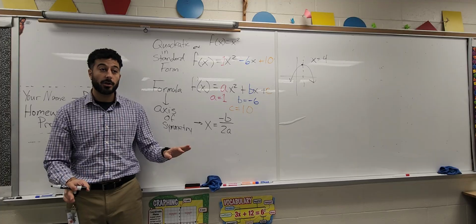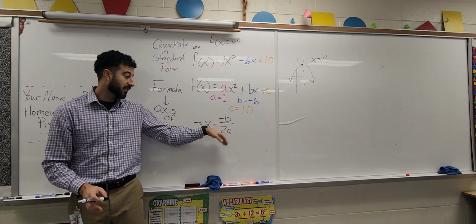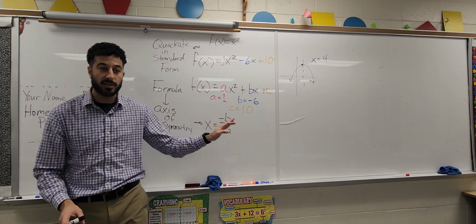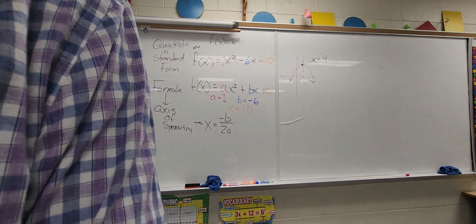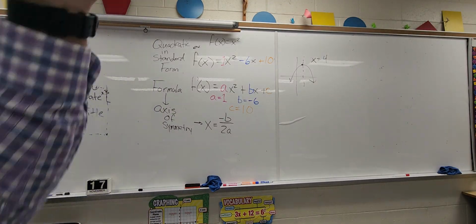I want you guys to practice it on your own because this is just a very simple formula. You plug in the b, you plug in the a, you find the value. I'm going to pause for a second. Find me the axis of symmetry, not the formula, just the axis of symmetry for that example.